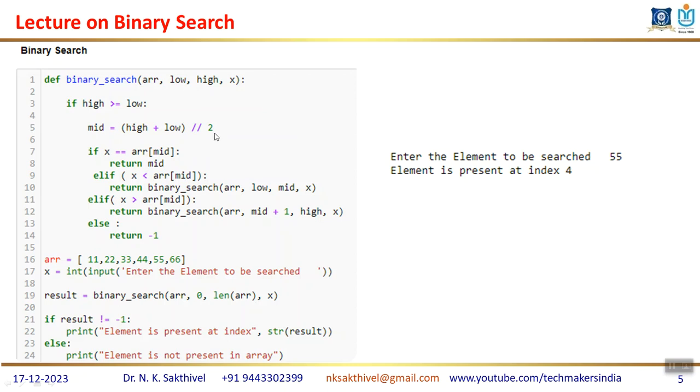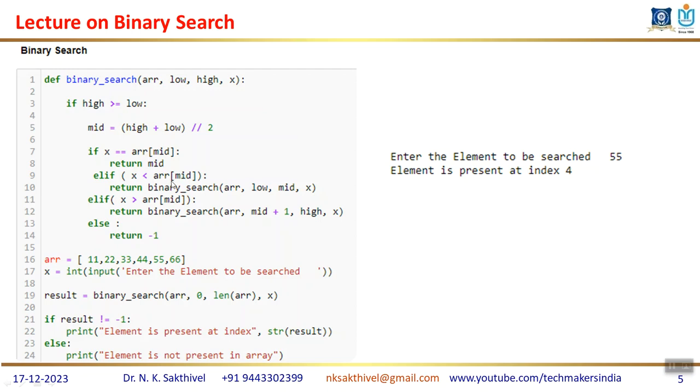Floor division, you know very well, ignores fractions. For example, 9.2 gives a value of 4, not 4.5. And like that, it is executing. If x equals array of mid, so x means the value you wanted to search, and that is equal to the mid value, immediately it returns that value.